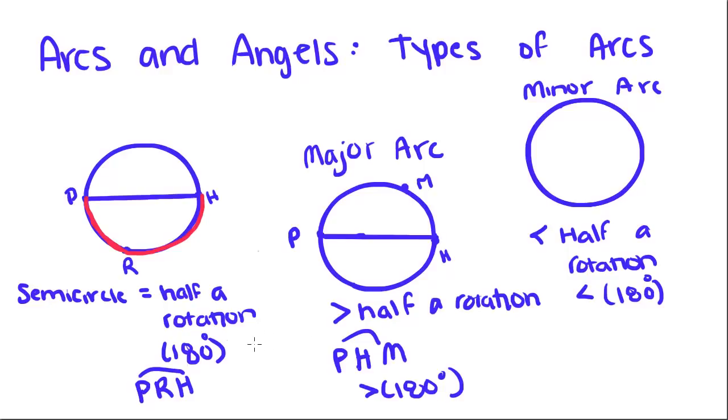So a semicircle is always equal to 180 degrees. An arc of 180 degrees. That's not the length of it. That's just how this arc is.